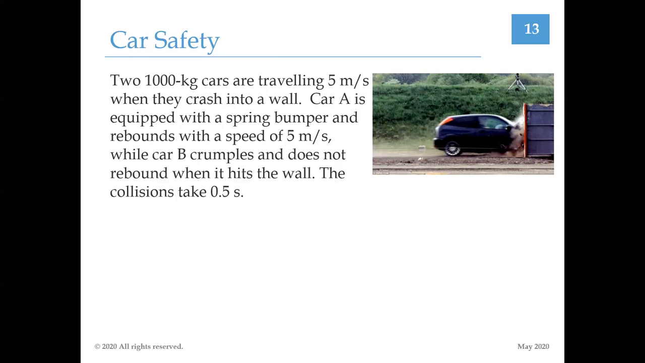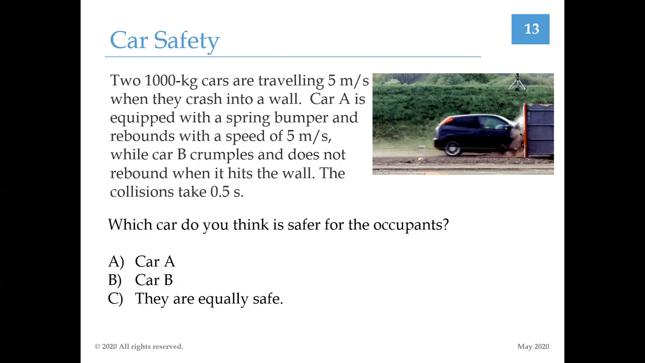The collisions both take 0.5 seconds. So in both of these scenarios, the cars are taking the same amount of time for their collision. The difference is that car A has the spring bumper, meaning it bounces backwards with 5 meters per second. Car B does not have the spring bumper and it crumples, so it doesn't rebound. So which car do you think is safer for the occupants? Go ahead and pause this video and answer on Gradescope.